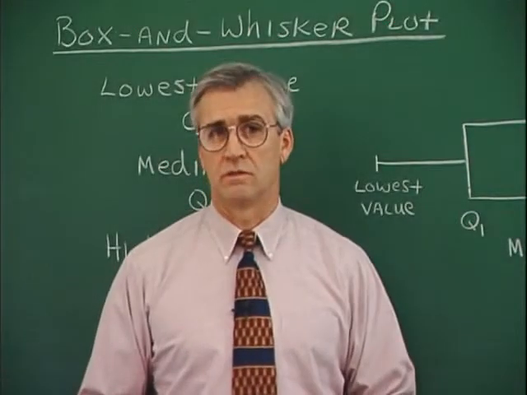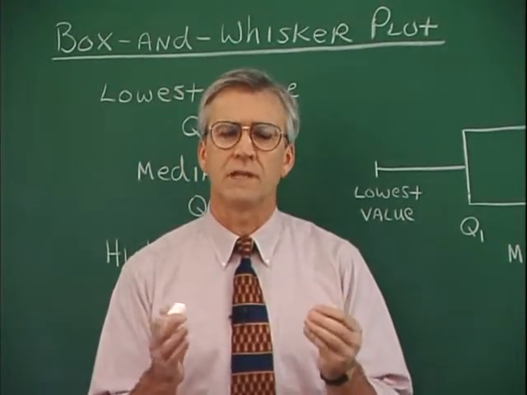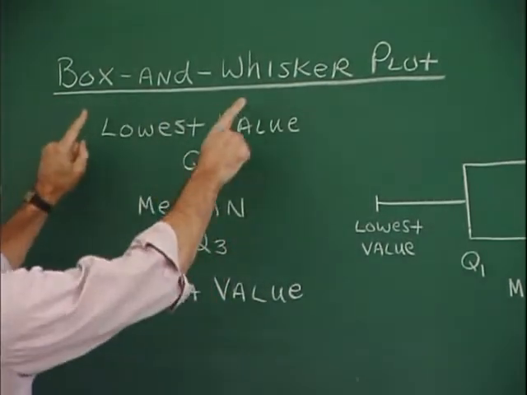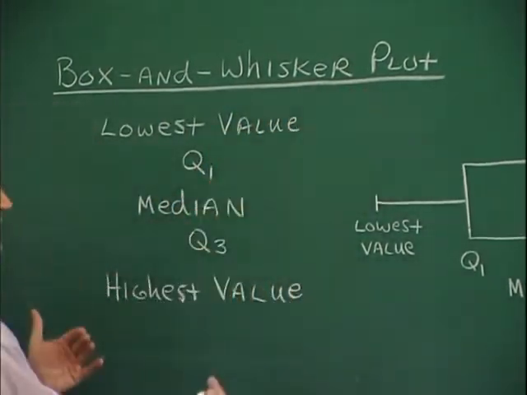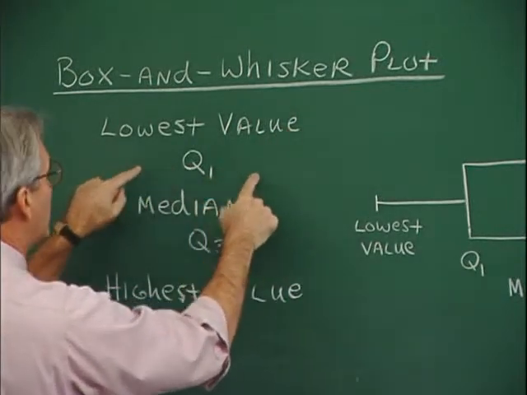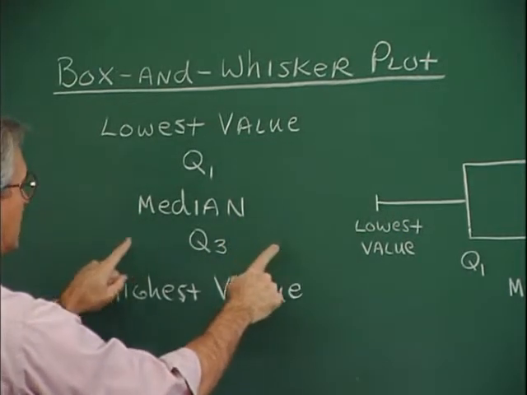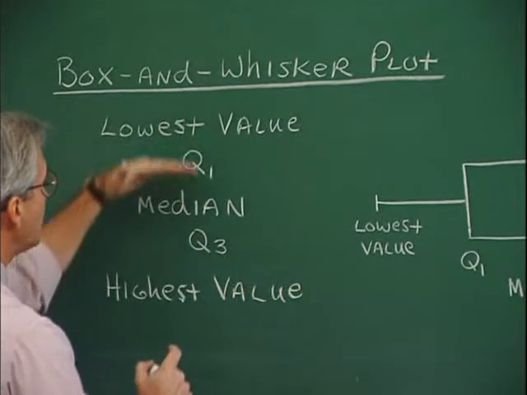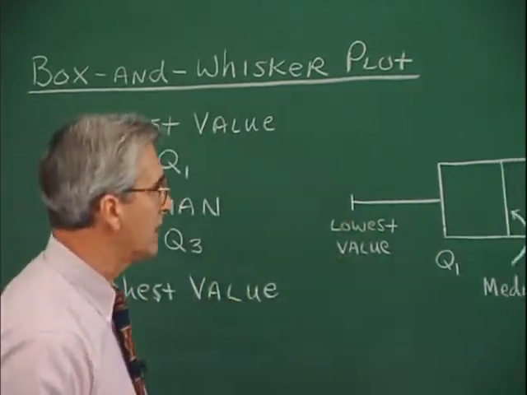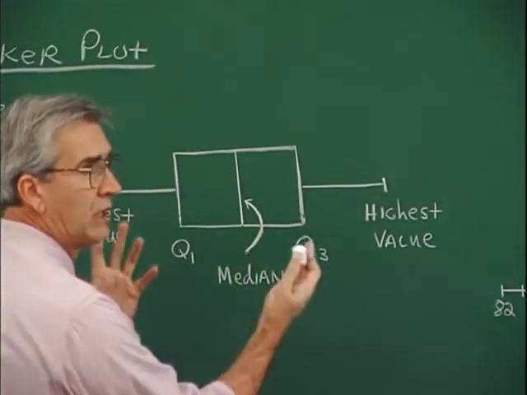A box and whisker plot is a rather interesting way to illustrate information in a data set. And in order to construct a box and whisker plot, we need this information. We need the lowest value, we need the first quartile number, we need the median or the second quartile number, we need the third quartile number, and we need the highest value. And with these values within the data set, we set up a diagram that looks like this. This is a box and whisker plot. And this one is very symmetric and so forth.